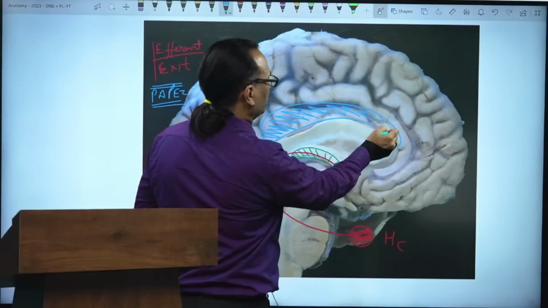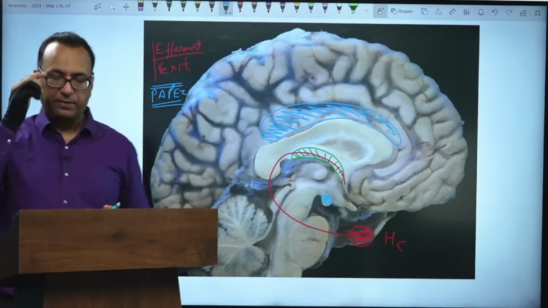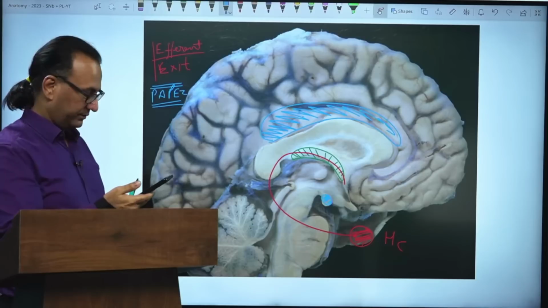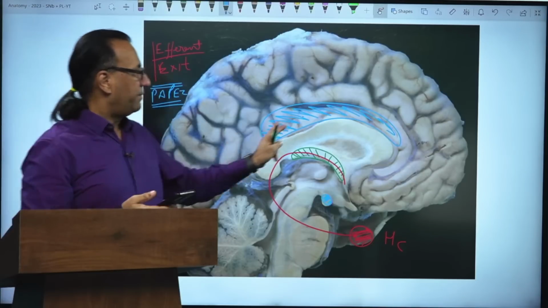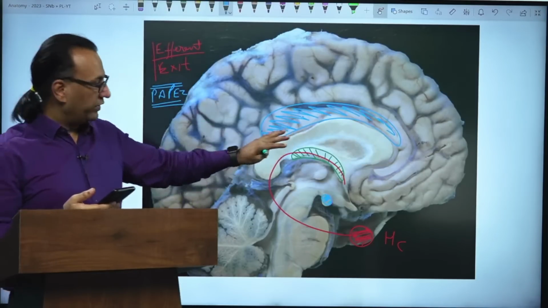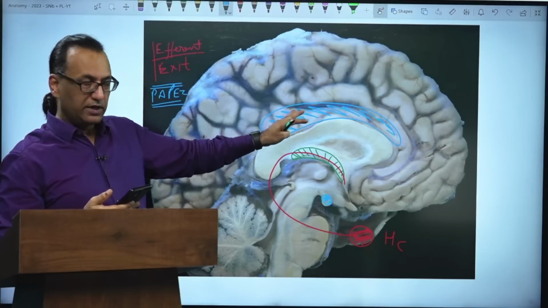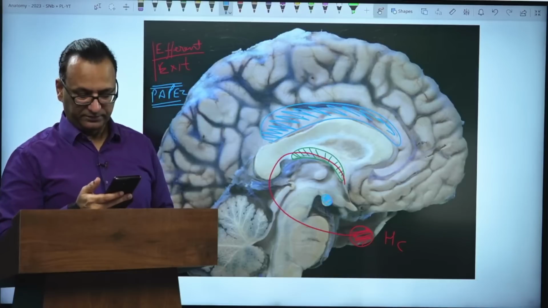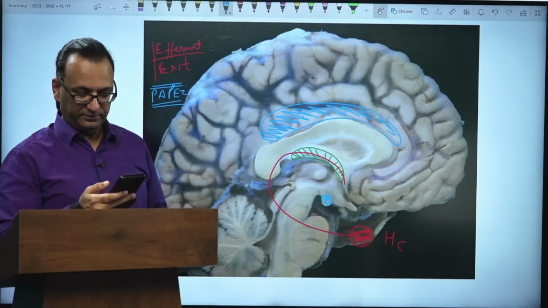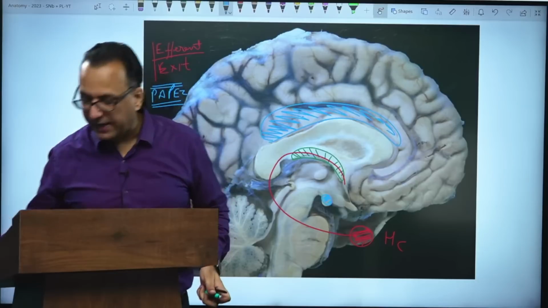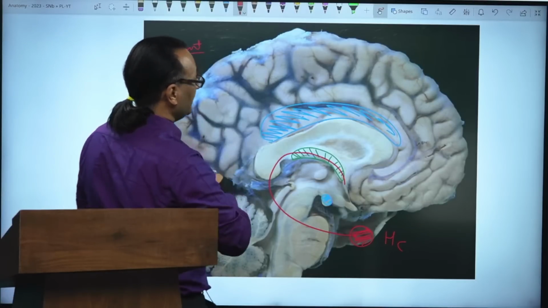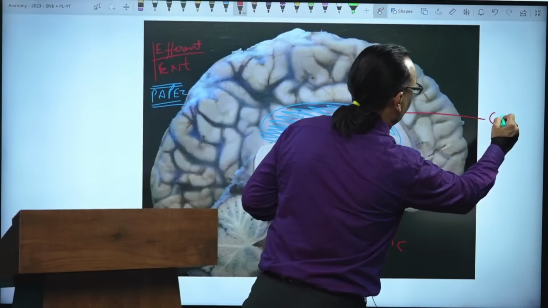What is the structure above the corpus callosum? Name it. Part of Papez circuit. Name this structure which is above the corpus callosum, a part of Papez circuit. Tell me. Yes, cingulate gyrus. Tell me the function of cingulate gyrus.